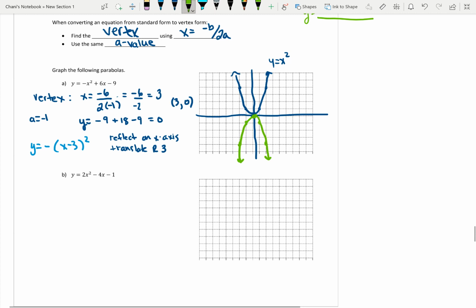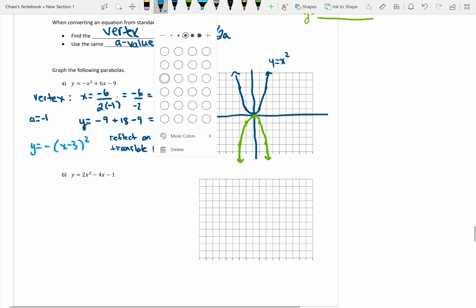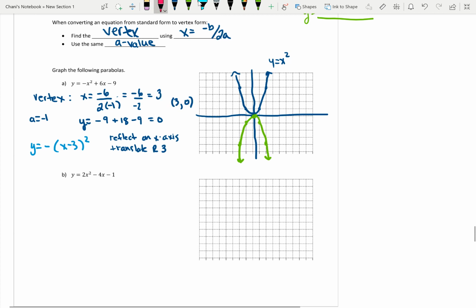Okay, and now to get my final parabola, switch to pink here, I'm going to translate right 3. So I just take each of these points and go 3 to the right. To the right, to the right, to the right. And there you go. So there is your parabola. Gorgeous. Okay, let's do that again.